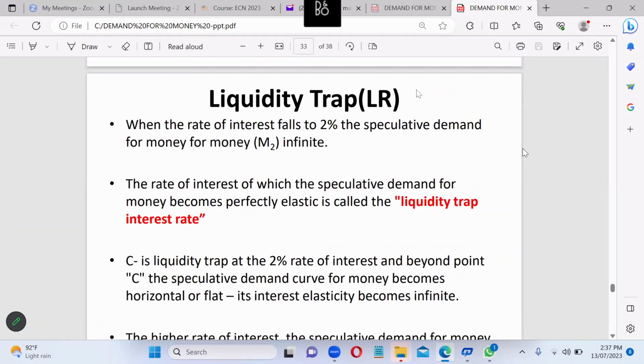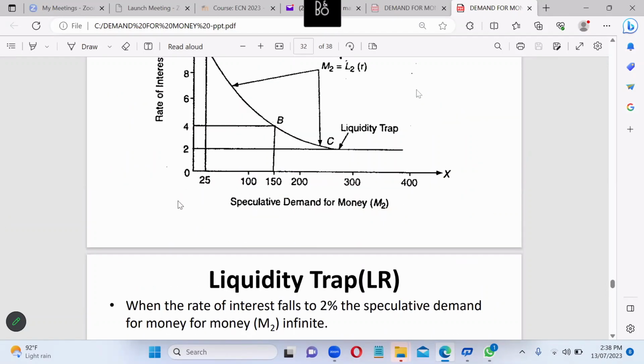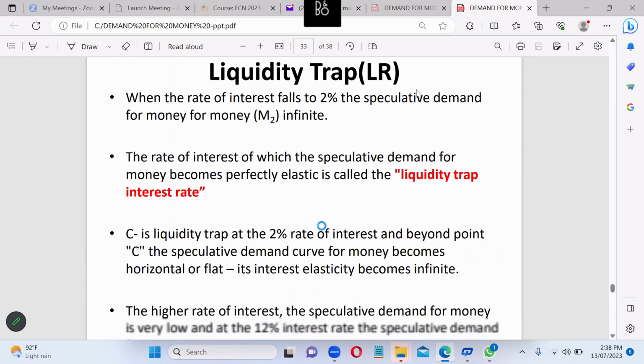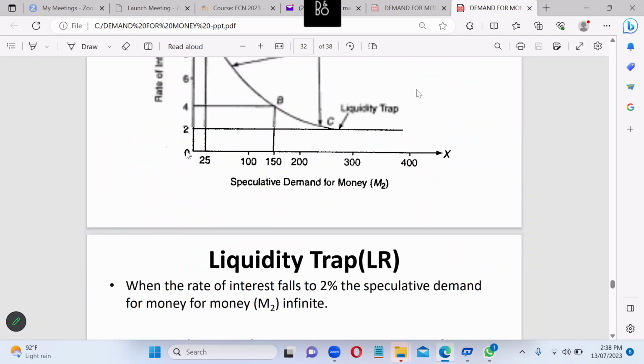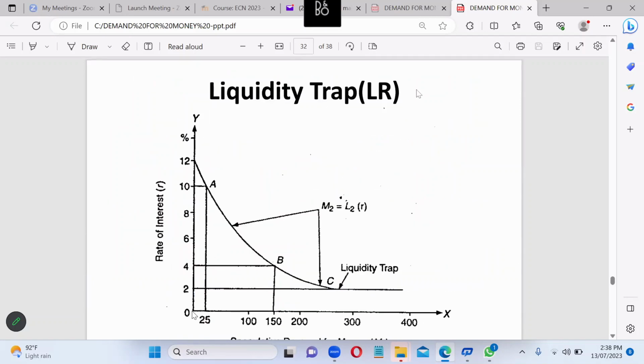If the interest rate is high, the speculative demand for money is very low, and at the 12% interest rate, the speculative demand for money is zero. See here, once the interest rate is 12%, a high percentage, we don't need to hold money. We invest all the money in the bank, fixed deposit, bonds or treasury bills. That's the concept of the speculative demand for money.